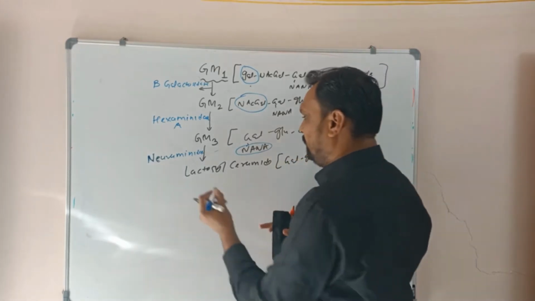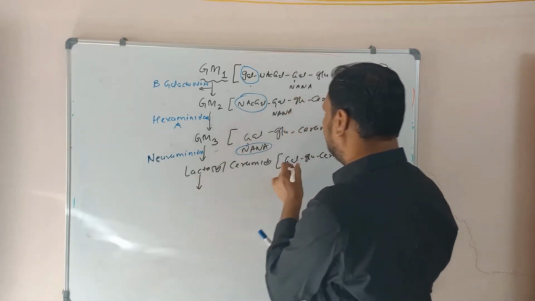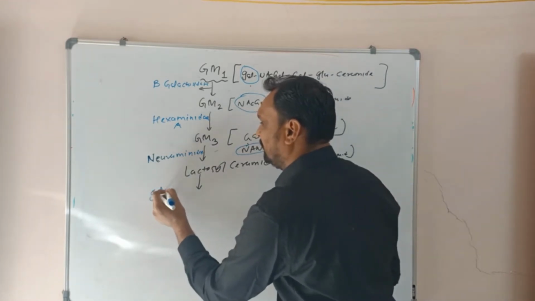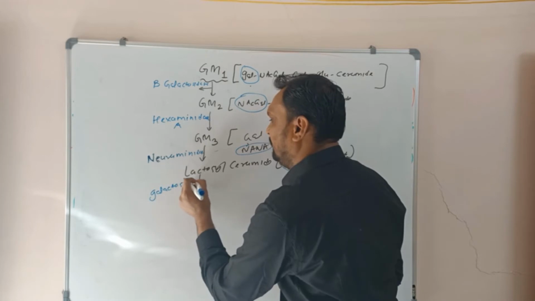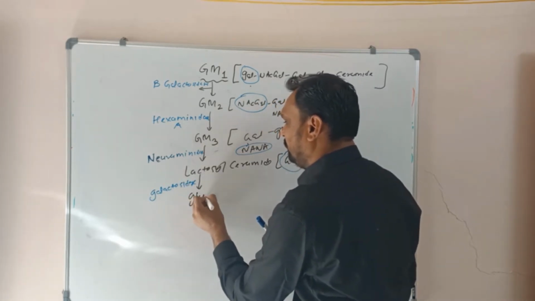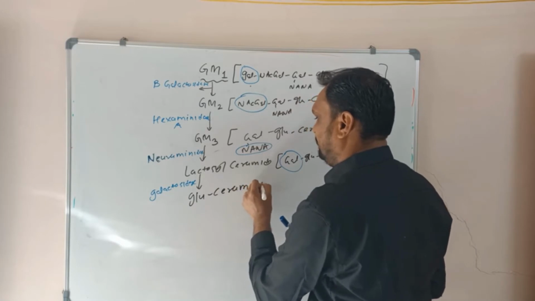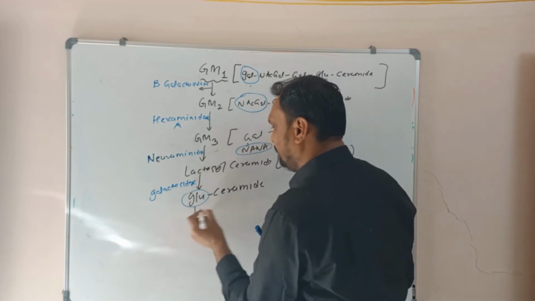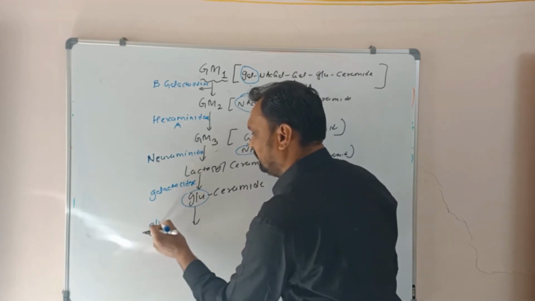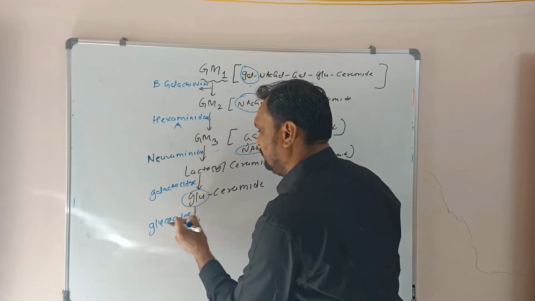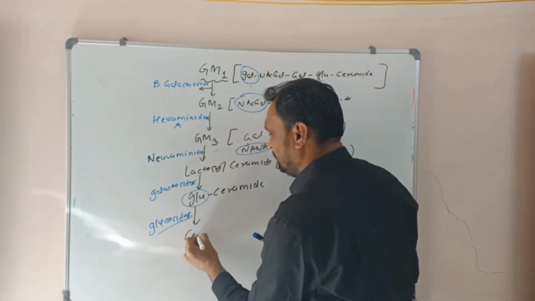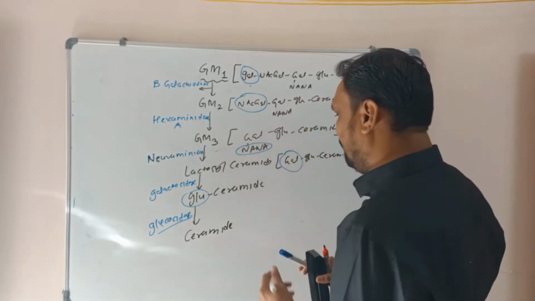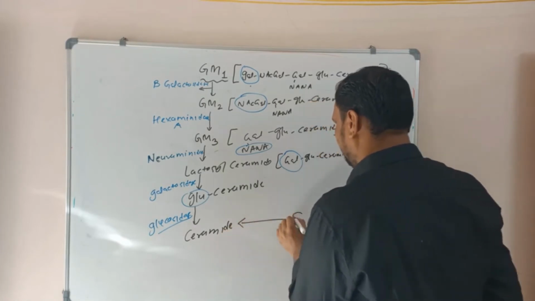Clear? Now this galactose group is removed by the enzyme called galactosidase and it will form glucose plus ceramide. Then this glucose group is removed by the enzyme called glucosidase, and it will form the ceramide. So far clear?